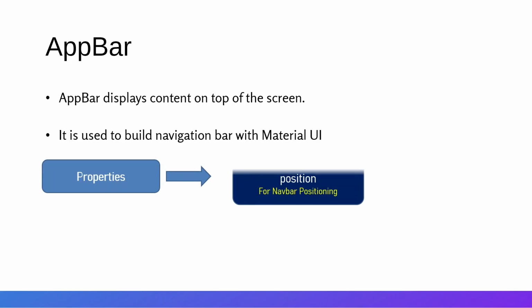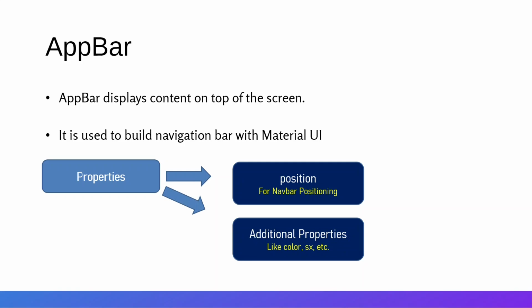And if we look at the properties, what are the properties that we have? So we have the position, which is very important. We can have the position to the top, we can add sticky position, we can have fixed position. And then we have some additional properties like color, we can change the color, we can have an SX to change the styling of the app bar how we want, and more.